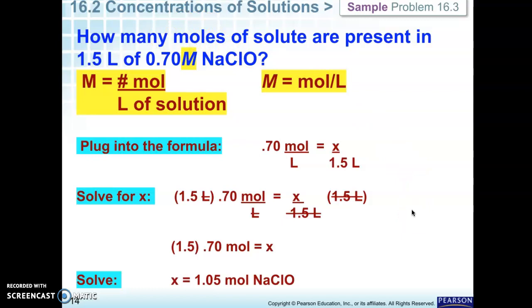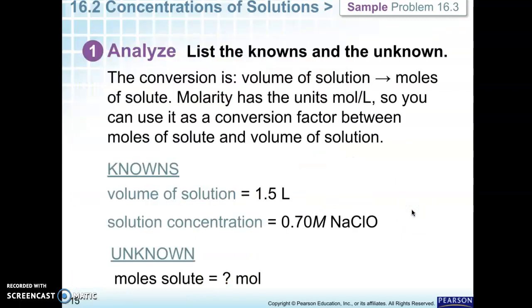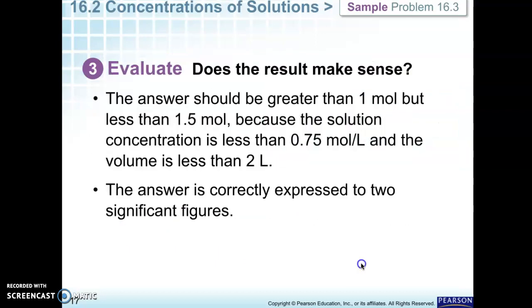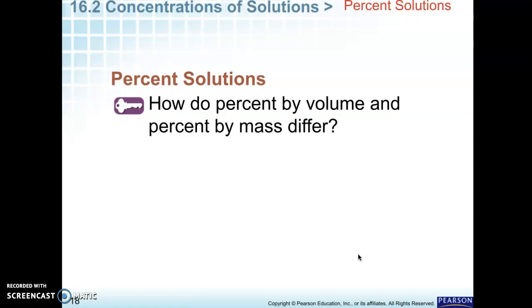Now, I also could do this unit conversion-wise, or dimensional analysis-wise. Okay, all I have to do is write down 1.5 liters. I'm looking for moles, so I could write that over on the far right. And then I know that I have 0.7 moles of NaCl for every liter. My liters would cancel out, and bam, there you get your answer. So there's a couple different ways you can solve these problems. Always look at your answer to make sure it makes sense.